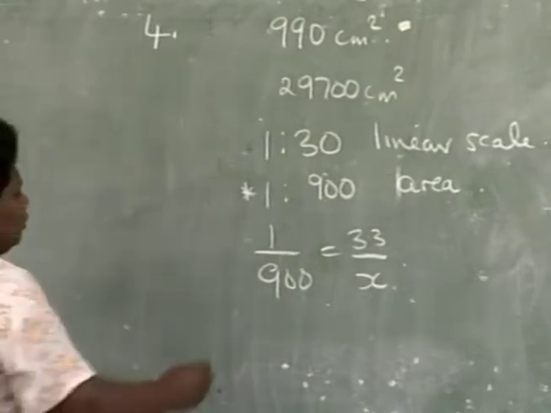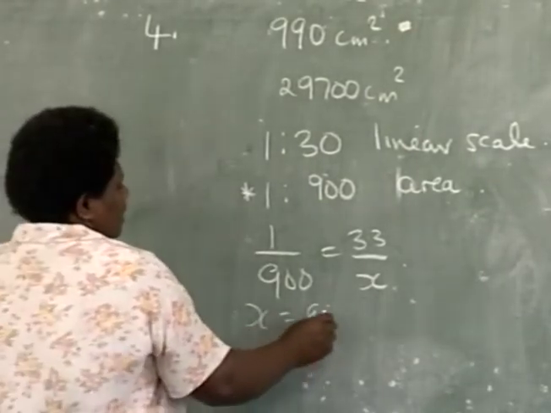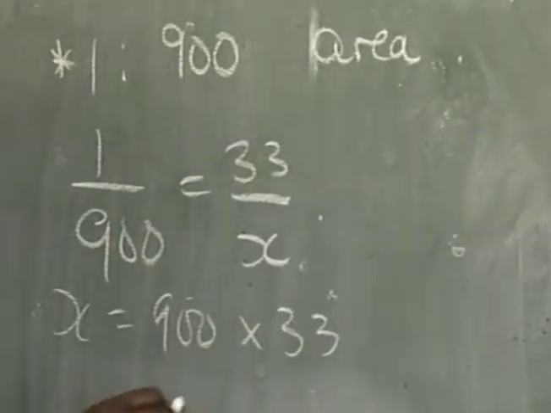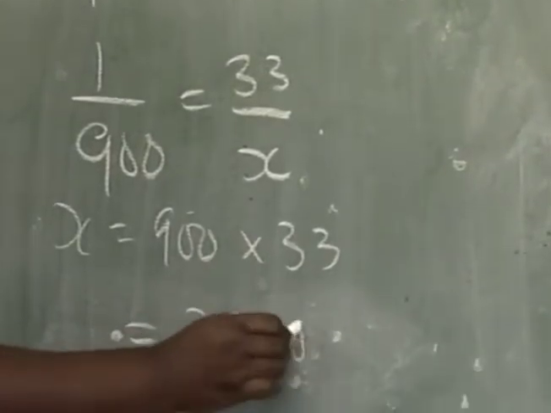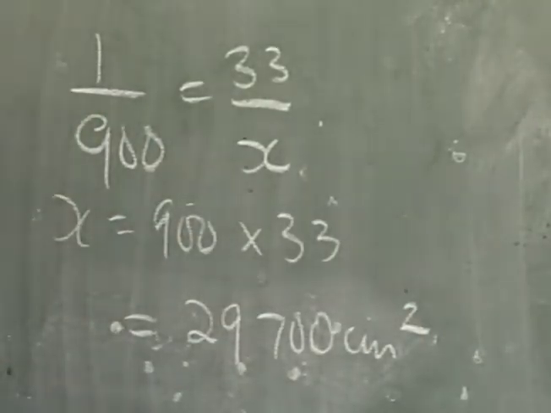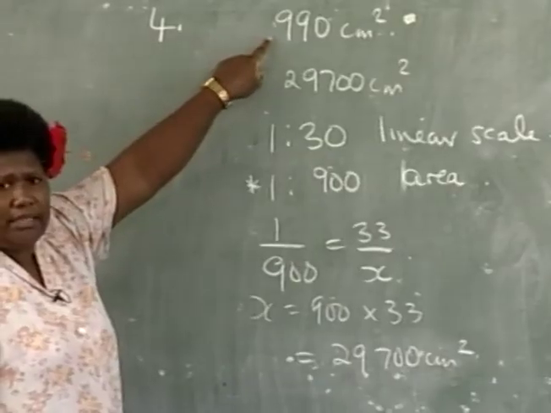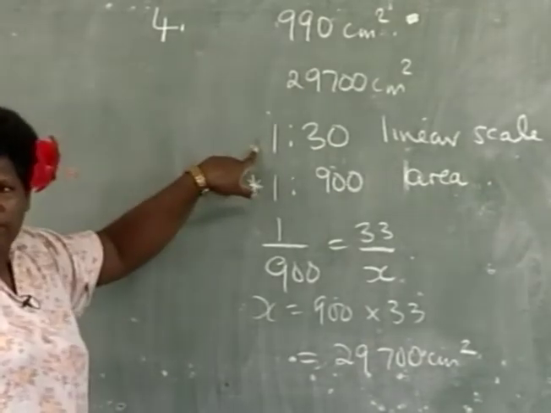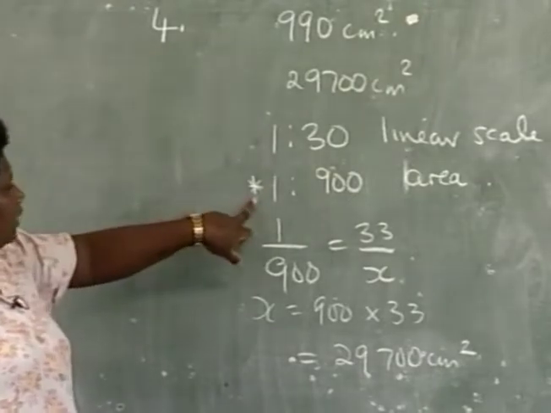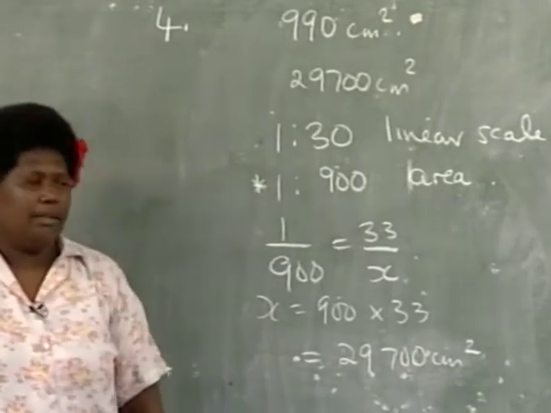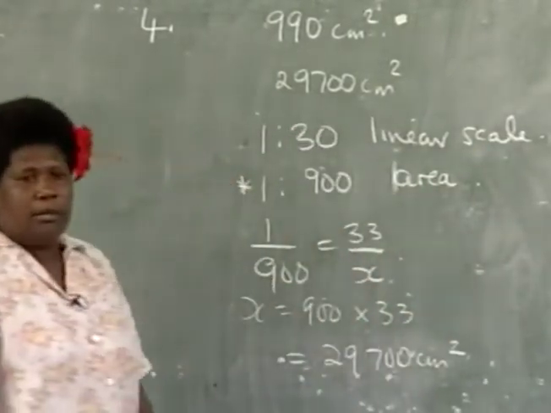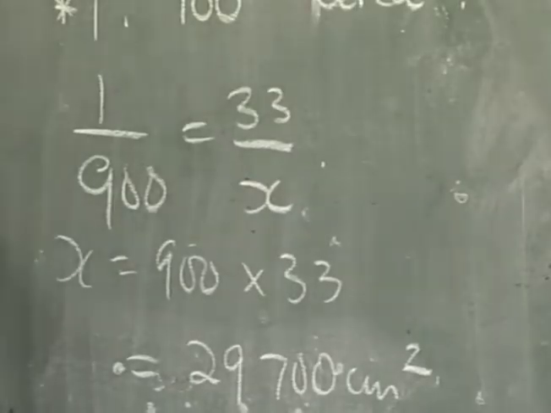Okay, so all you have to do is just multiply 900 by 33. And I think you get 29,700. Okay, those of you who got 990, you used 1:30. 29,700 you get when you use 1:900. All right, the next one.